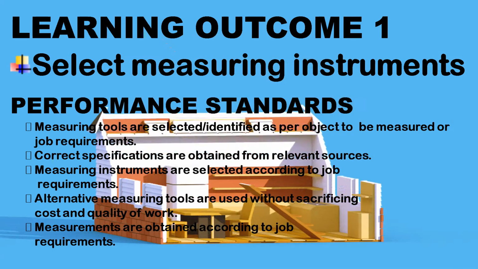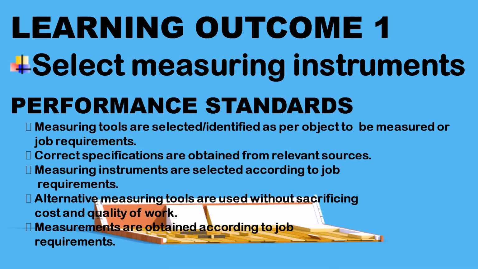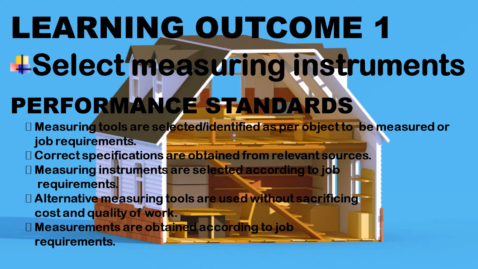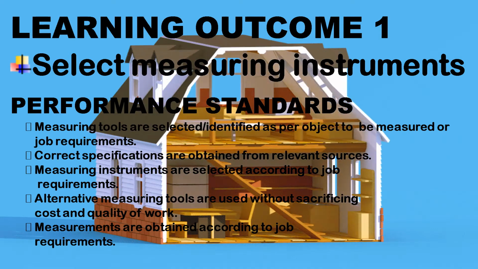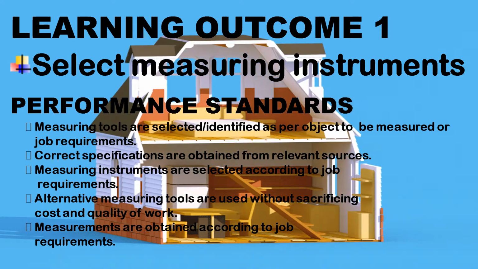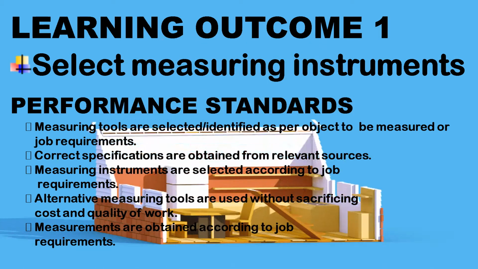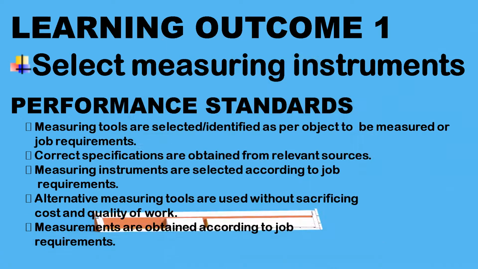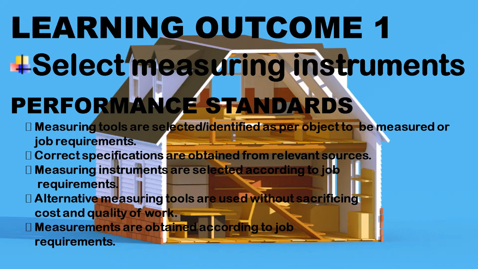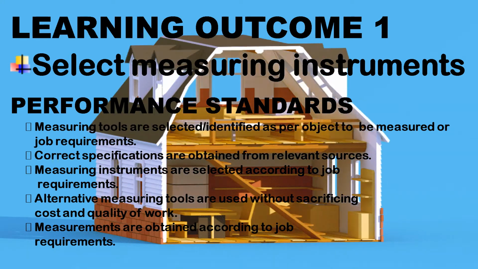Learning Outcome 1. Select measuring instruments. Performance Standard. First, measuring tools are selected or identified as per object to be measured or job requirements. Second, correct specifications are obtained from relevant sources. Third, measuring instruments are selected according to job requirements.